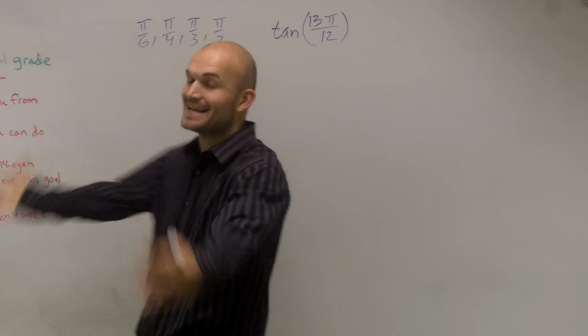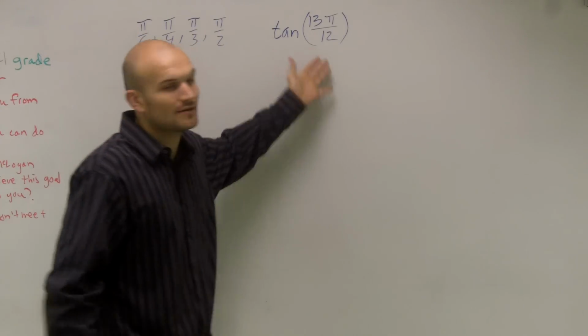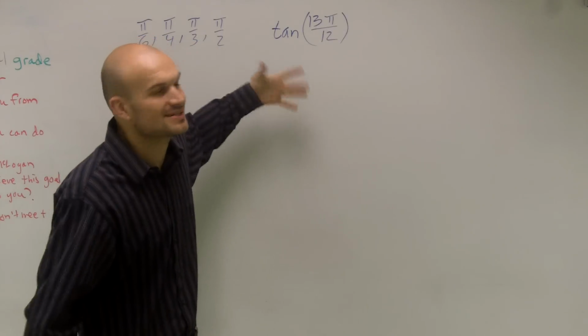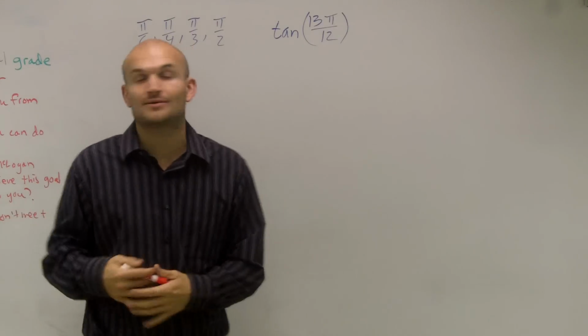So now we're on to tangent. I've done sine, I've done cosine. Now what I'm going to do is show you how to find the tangent of this angle. Again, we're running into problems because it's not in the unit circle, so I need to write this either as a sum or the difference of two angles.